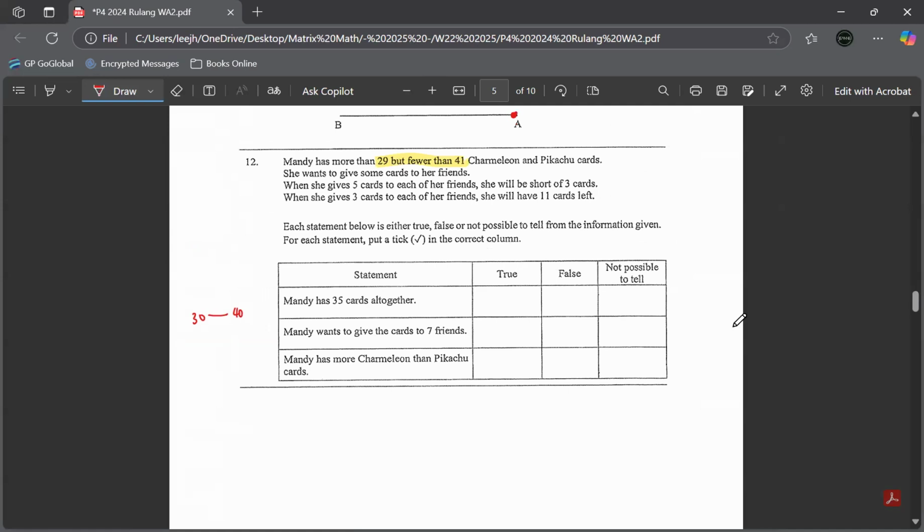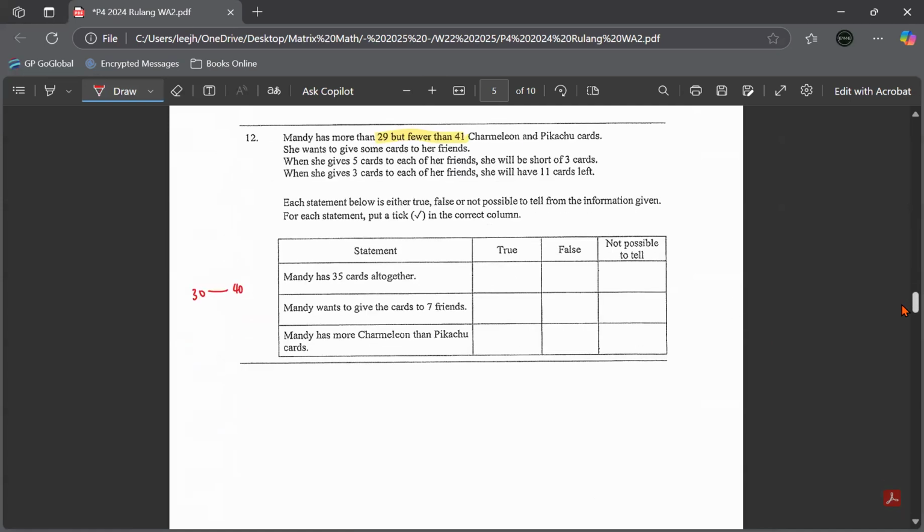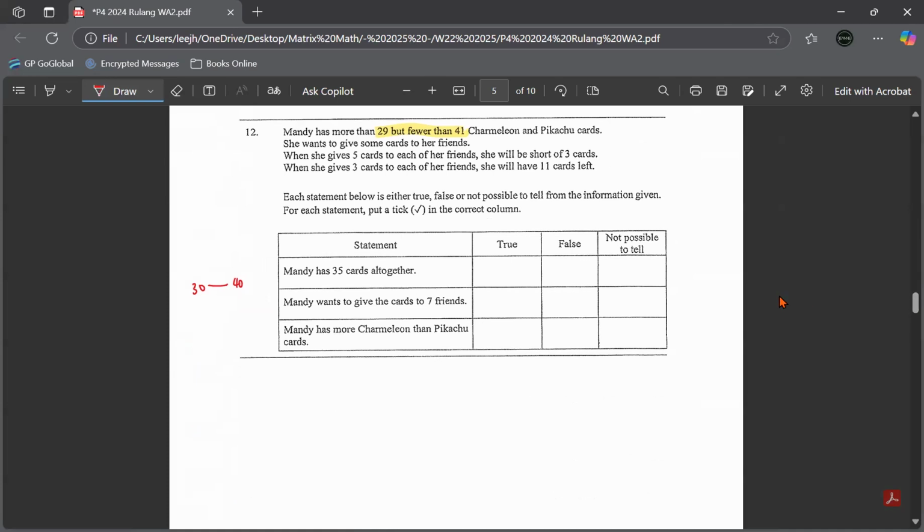Maybe a little bit of space here will help. I need to do working here. So if she gives 5 cards to each of her friends, she will be short of 3. So the first scenario, 5 cards to each of her friends, right? So multiples of 5. Short of 3 means she doesn't have that 3. Shortage means minus 3.